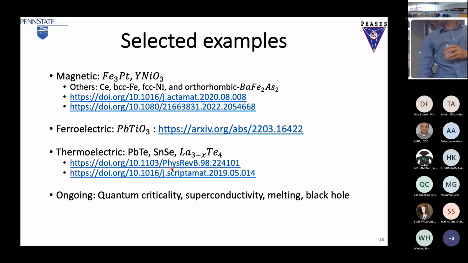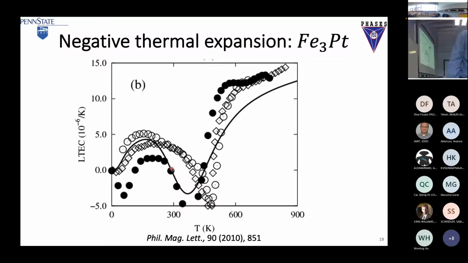We have a lot of examples which we have published since 2008: magnetic materials, ferroelectric materials, and we are working on quantum criticality, superconductivity, melting, and black holes. My goal is to publish 4 papers in 1 year, on 4 completely different topics. So let's go back to the problem we talked about before, the negative thermal expansion.